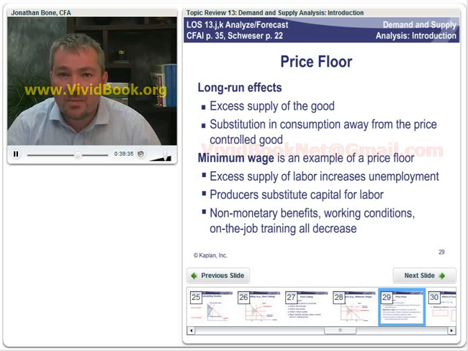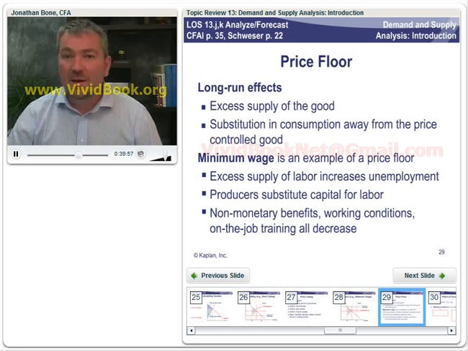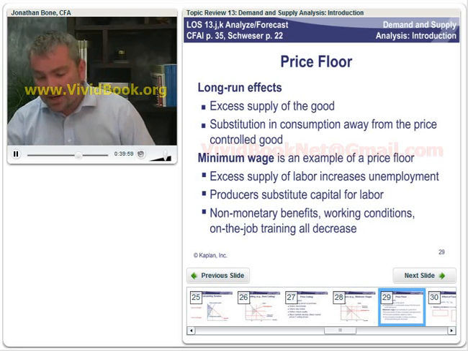So yes, of course, minimum wage is a classic example. With minimum wage, we've got excess supply of labour, otherwise known as unemployment. As we just mentioned, producers therefore would go for cheaper alternatives to labour, such as capital. And of course, for workers that they do employ, because those workers are expensive to them, they'll try and reduce their costs in other ways. In other words, cutting back on non-monetary benefits, poorer working conditions, worse training, etc.